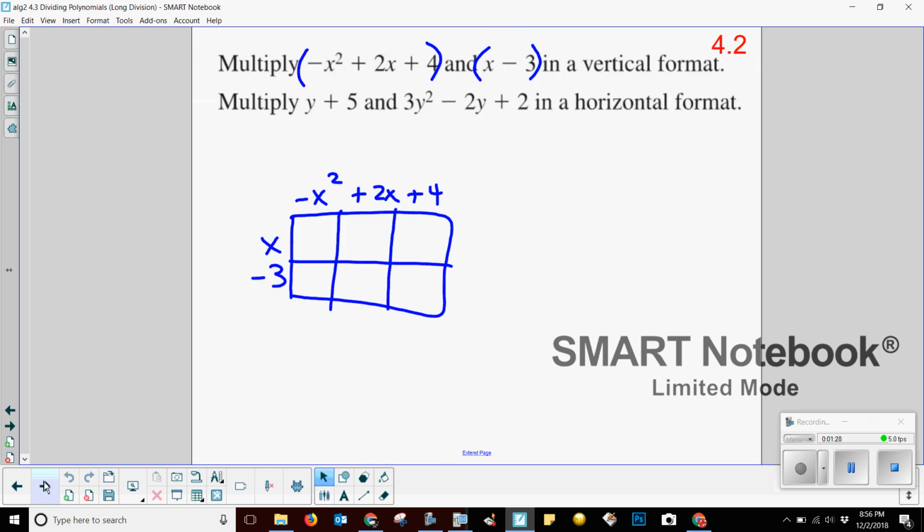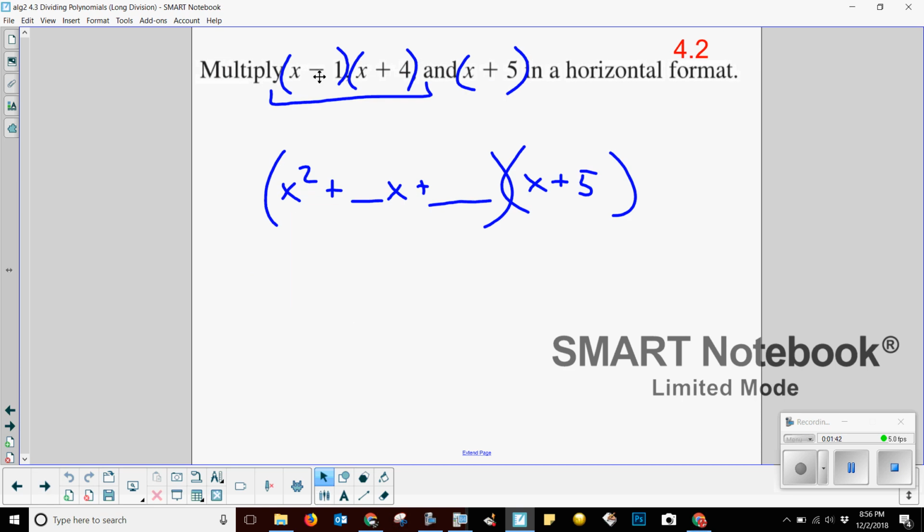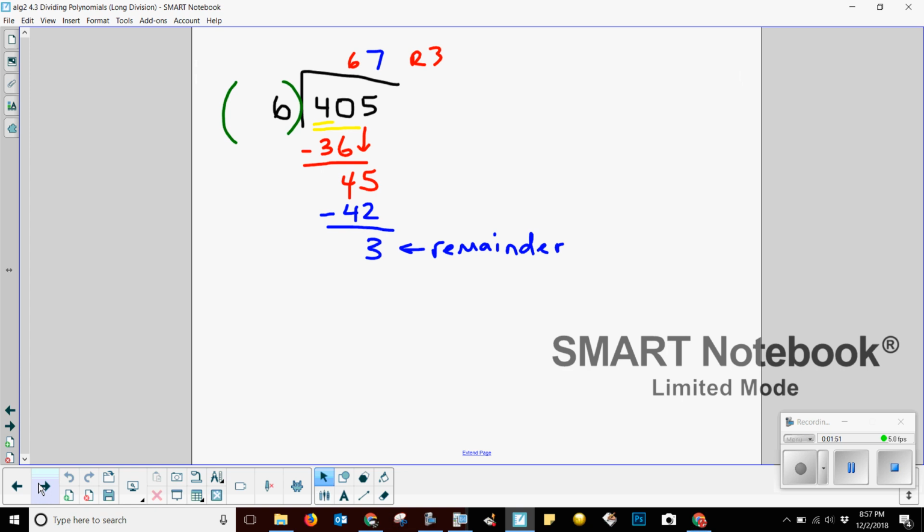Multiply just means foiling. You could do foiling with the box method, or foiling with the moon method. We did factoring and foiling like the first week of school. Go back to the very beginning of this playlist and look at some of those videos. Something like this, multiply this and this and this. Well, let's FOIL this and get something, and then we'll FOIL again. That's all it is. So there's your rundown of 4.1 and 4.2.